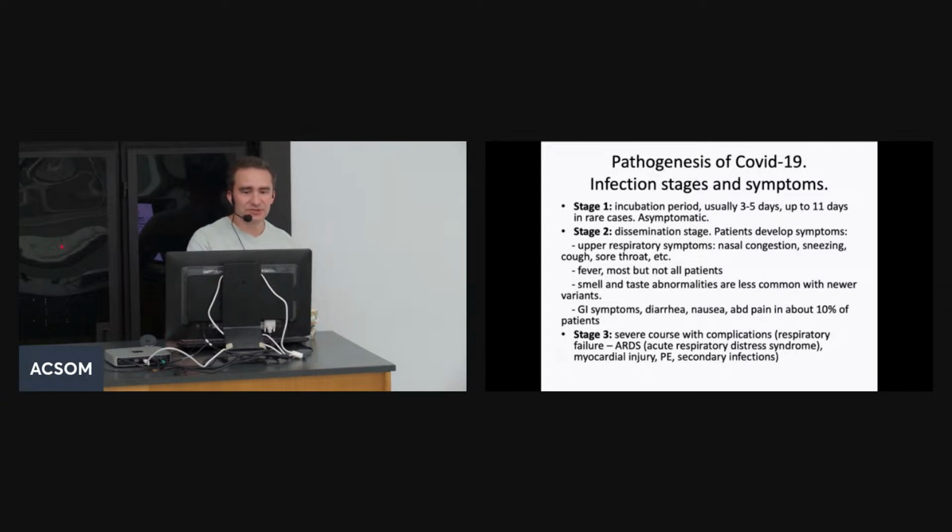A few people will develop GI symptoms like diarrhea, nausea, abdominal pain, and then a minority of the patients will go to stage 3, which is pretty rare now. It's a severe course with complications like respiratory failure, which is again a reaction to the excessive inflammation. People may develop ARDS, acute respiratory distress syndrome. They may get other complications like myocardial injury, pulmonary emboli, secondary infections.